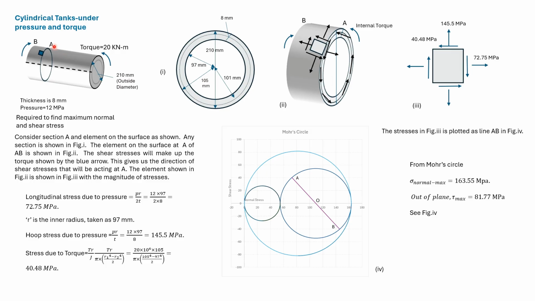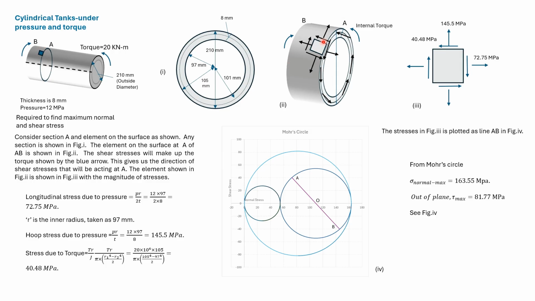If we take a section at A, then this is the view that we get. This is the outer radius, this is the inner radius, and this is the average radius. The thickness is 20 millimeter. In this figure, we have isolated the portion BA. This isolated portion is in equilibrium. This element is shown here.